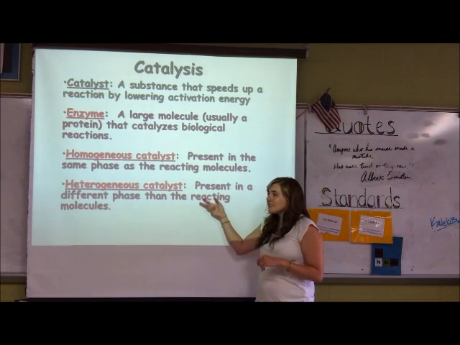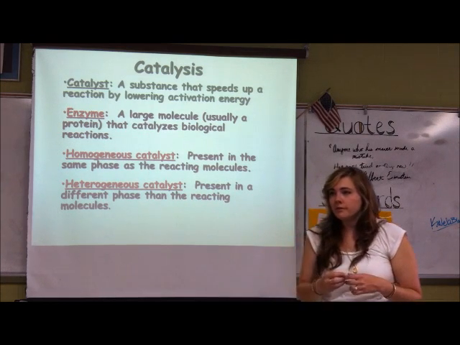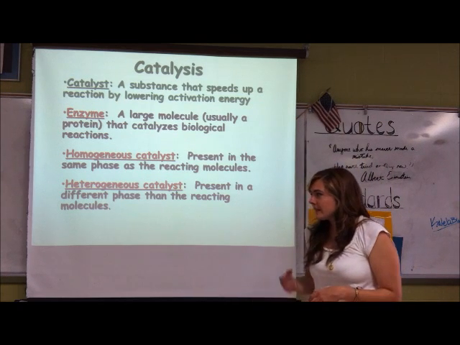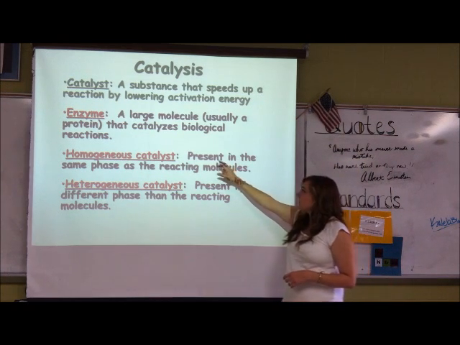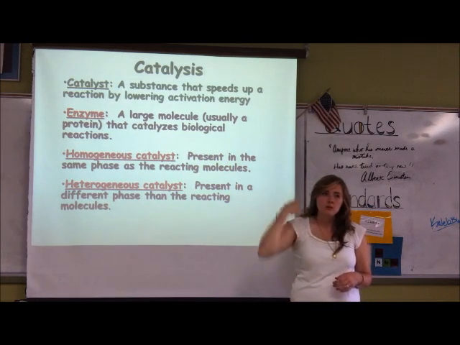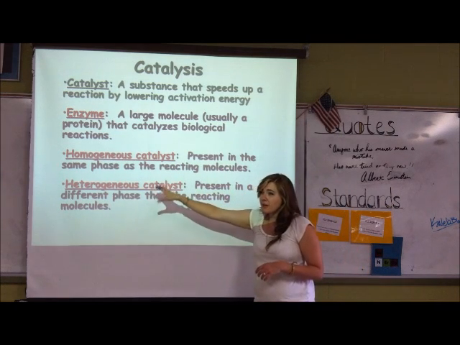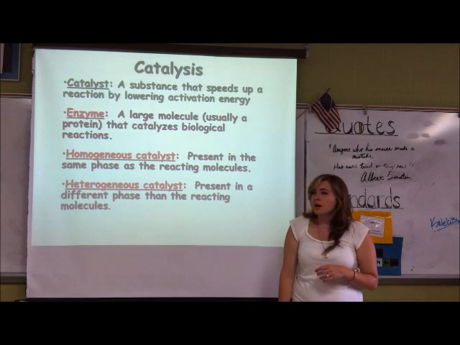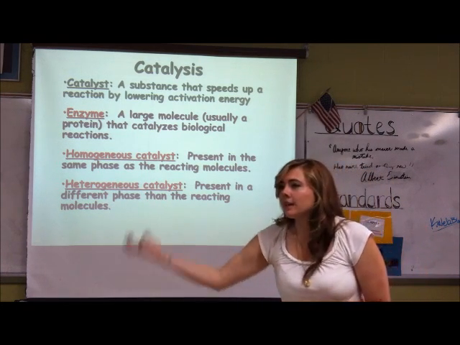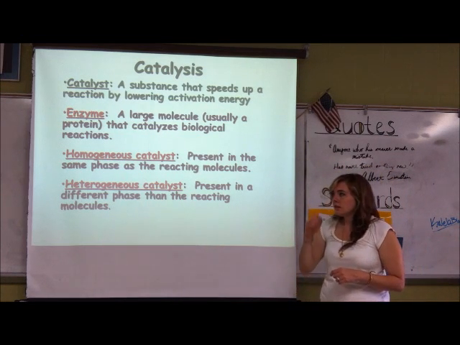But it's not in the same phase, because hetero means what? Different. Good. Hetero means different. So we need something in a different phase. The other type of catalyst you can have, obviously, is a homogeneous catalyst. What does homo mean? The same. That means that you are present in the same phase as your reacting molecules. If you are reacting two liquids and using another liquid as a catalyst, that liquid catalyst is then a homogeneous catalyst.